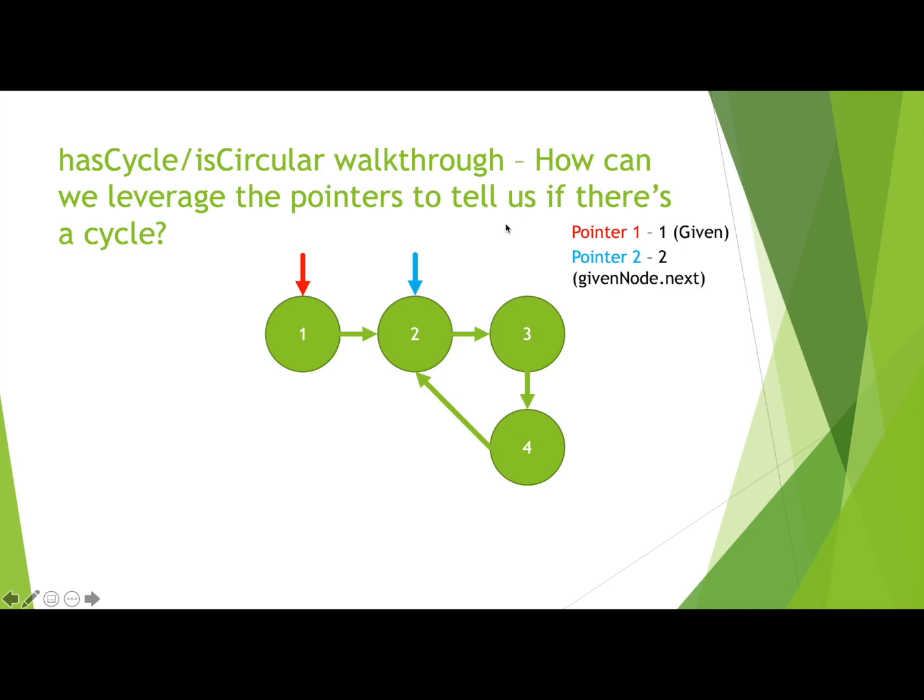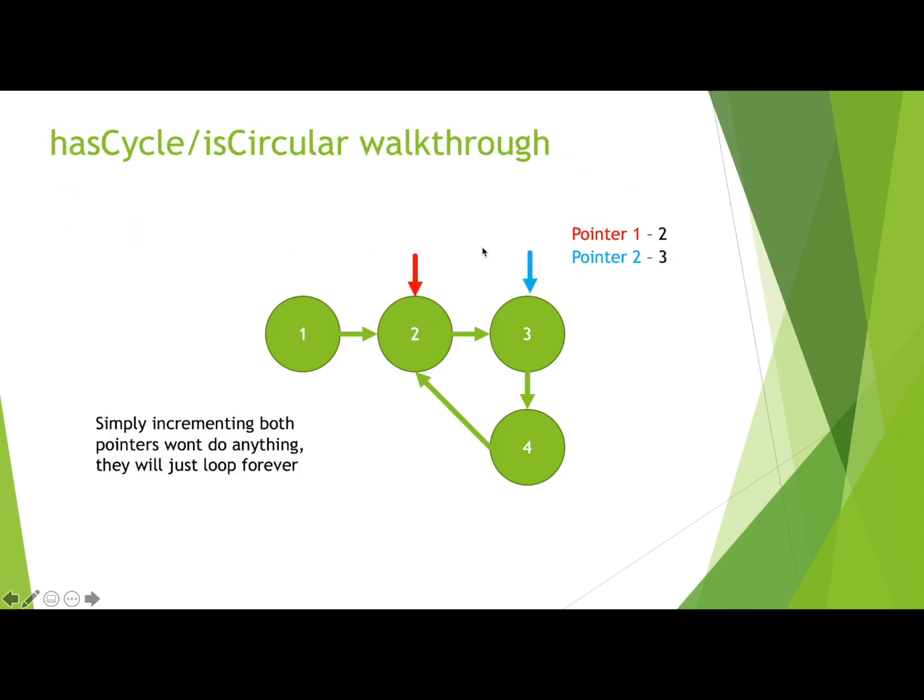So if we play around, given that we're doing multiple pointer problems, is there anything we could use with multiple pointers that can tell us if there's a cycle? Well, let's look at it. If we move both of these pointers around, it doesn't really do anything. In fact, they'll just loop infinitely again, so that doesn't really do anything.